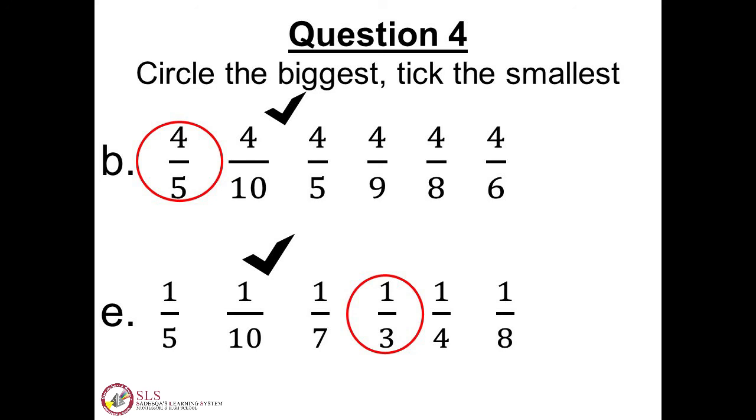Part E. Fractions are 1 by 5, 1 by 10, 1 by 7, 1 by 3, 1 by 4, 1 by 8. Look at the denominators. All the denominators are different. Again recall the rule and solve it. Fraction 1 by 3 is with smaller denominator, so this fraction is greatest. Circle fraction 1 by 3. And fraction 1 by 10 is smallest fraction, so put a tick on the smallest fraction.